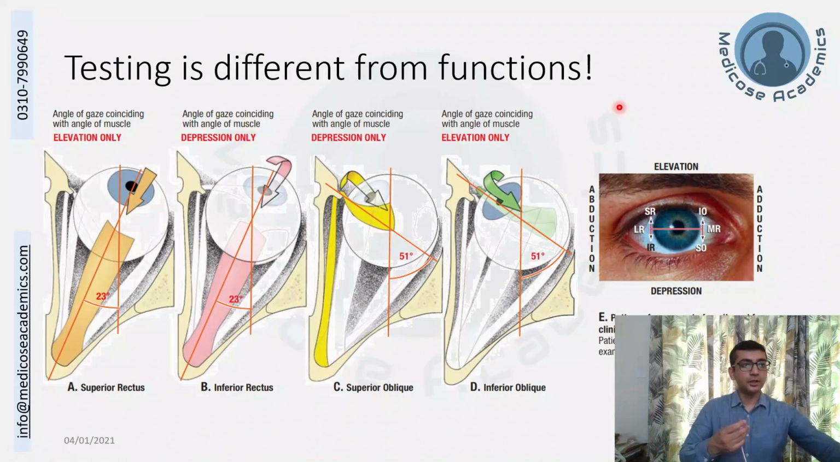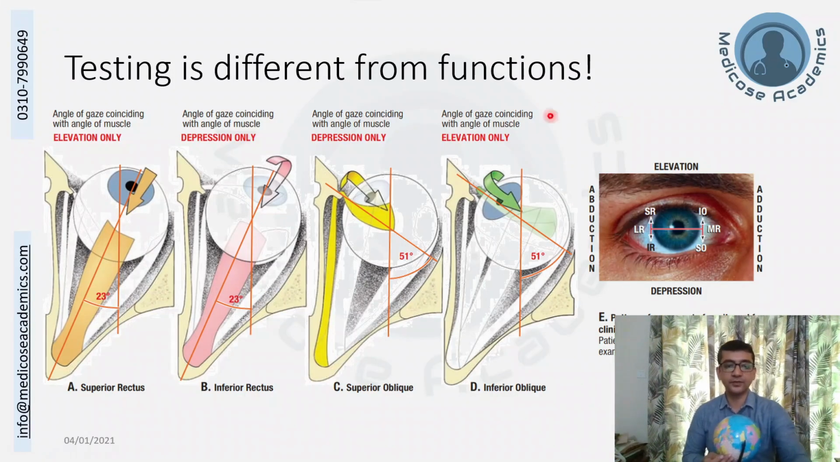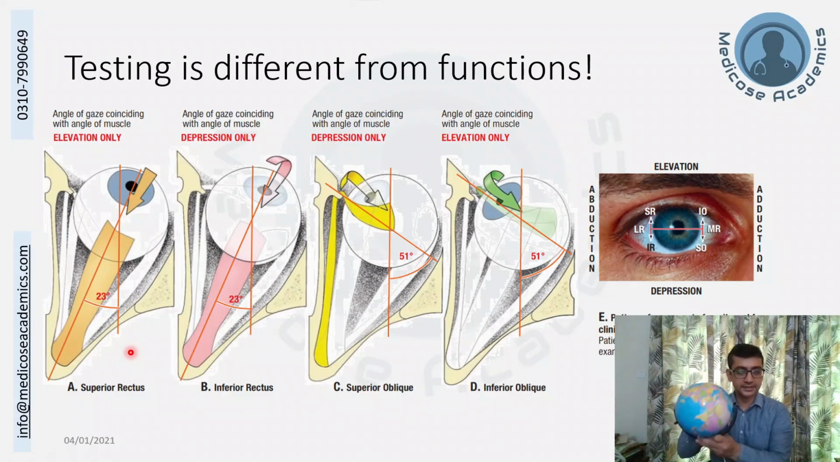Okay, the superior oblique and inferior rectus were both responsible for depression, and superior rectus and inferior rectus were both responsible for elevation. Let's talk about both of them separately. Again, this is the right eye. We will only be talking about horizontal axis.